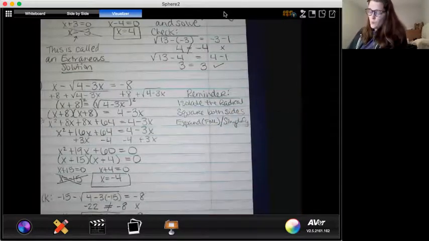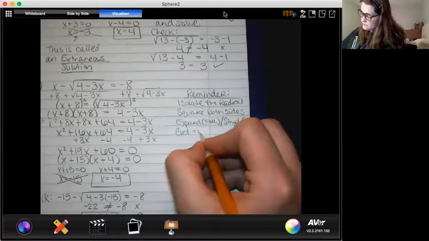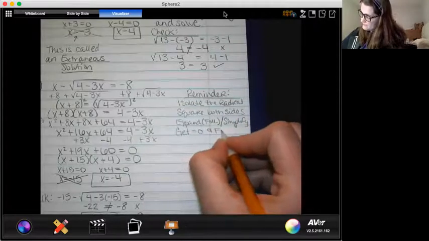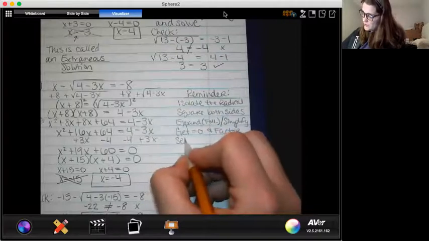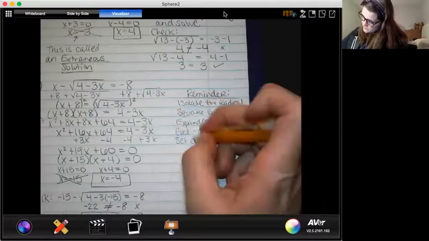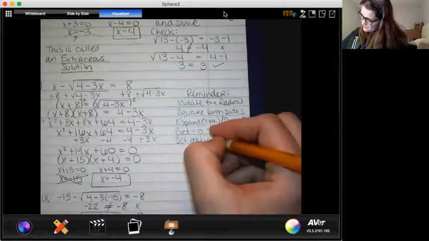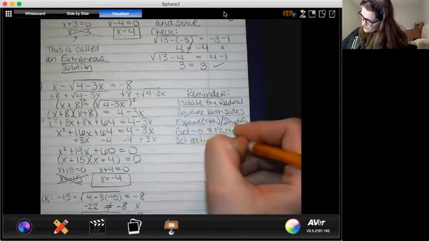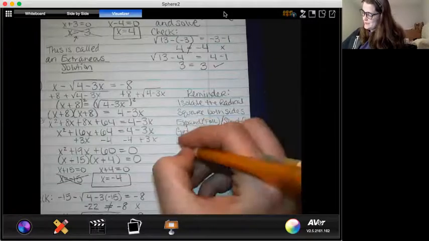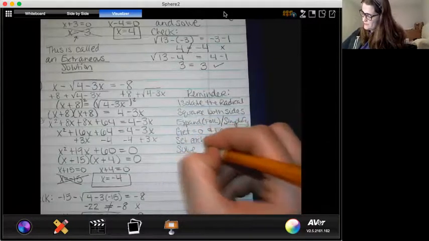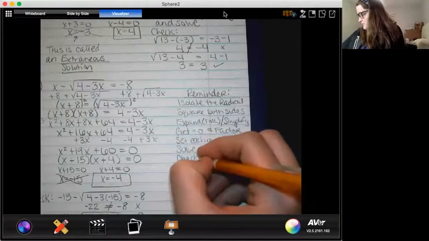Okay. Once you've done that, then you need to get it equal to 0 and factor. And then you're going to set each quantity equal to 0. Well, I keep trying to combine my words when I'm writing them down. So set each quantity equal to 0. Solve. And check your answers.